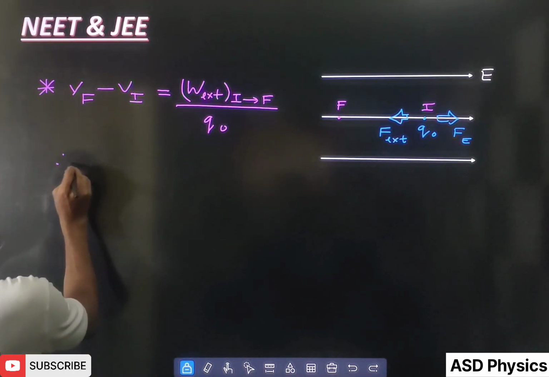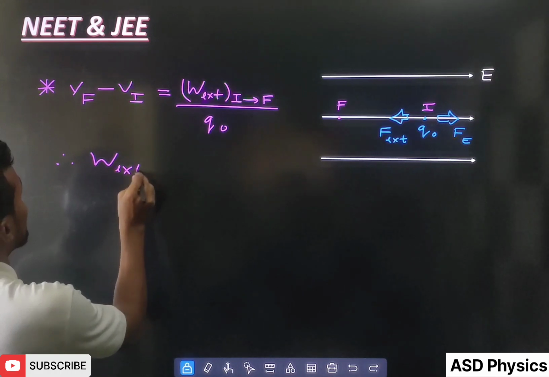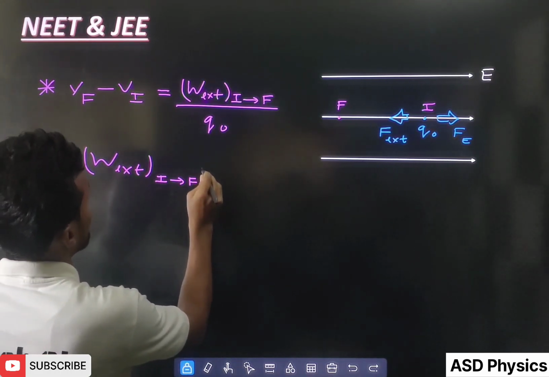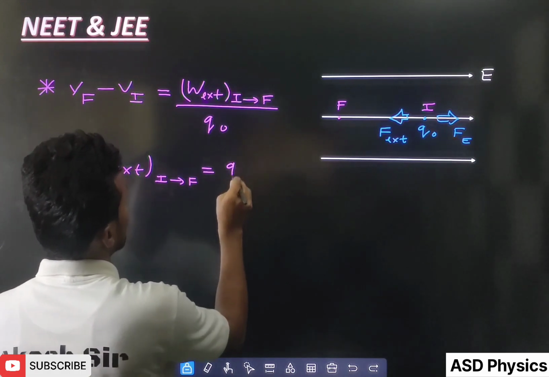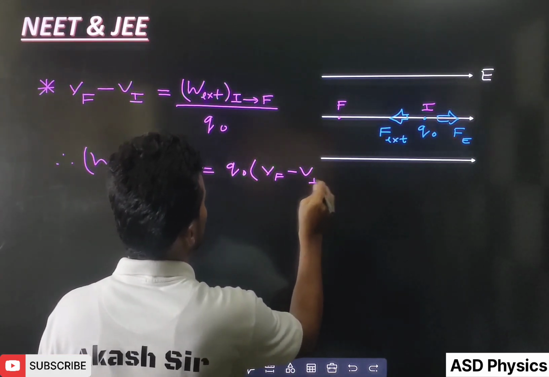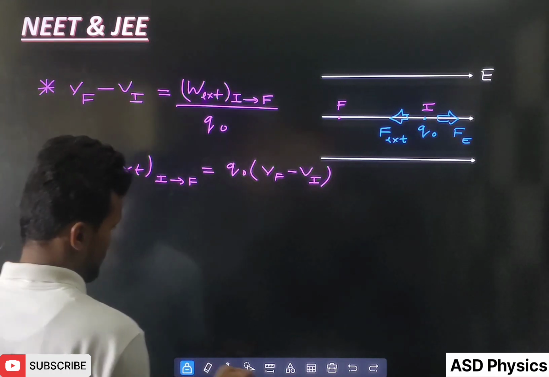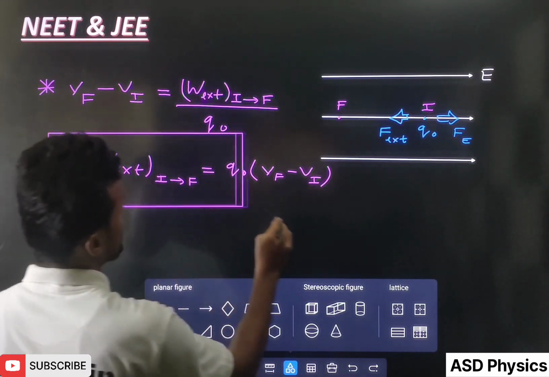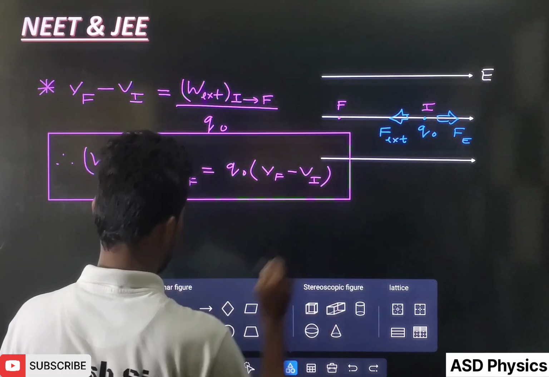Okay, so if I want to write the work done by the external force from I to F, it is given by q naught into (Vf minus Vi), is it? This is the basic. This is the basic, students. Okay, see everything here, this is the basic.